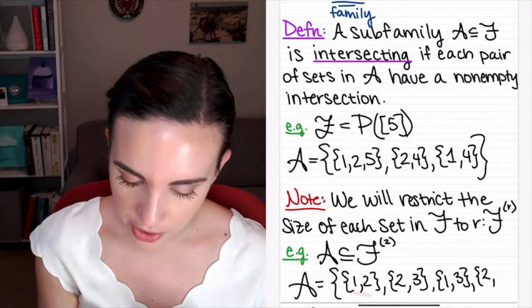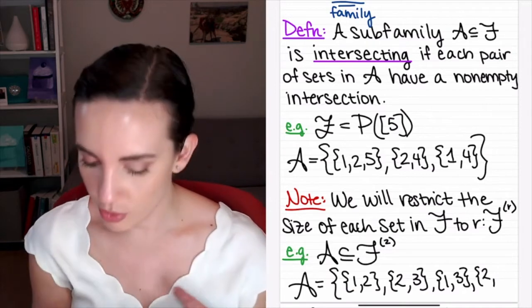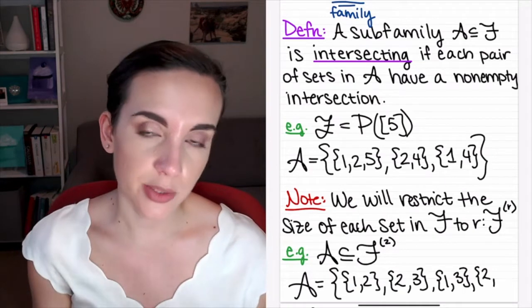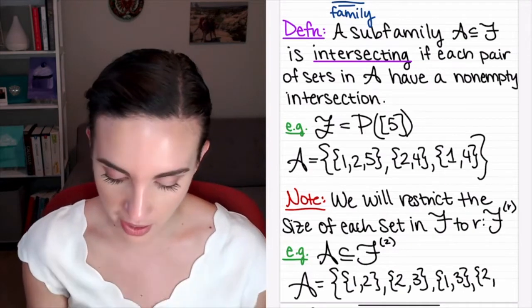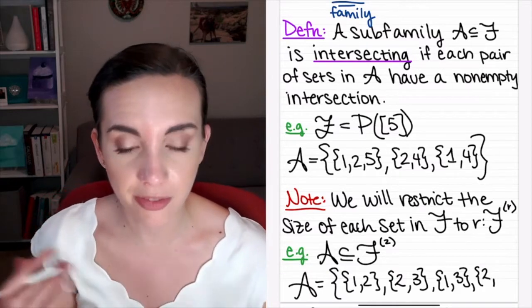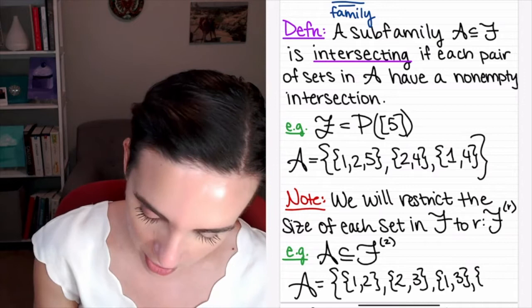And it can't be 1, 2, or 2, 3. So it's either 2, 4, or 2, 5, right? Those are the only two sets of size 2 that contain 2 that haven't been used yet. But both of those, 2, 4 and 2, 5, don't intersect with this one right here. So that's not going to be a good option.